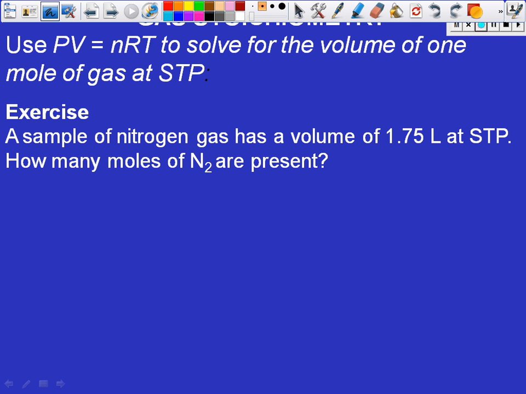All right, so a sample of nitrogen gas has a volume of 1.75 liters at STP. How many moles of nitrogen are present?